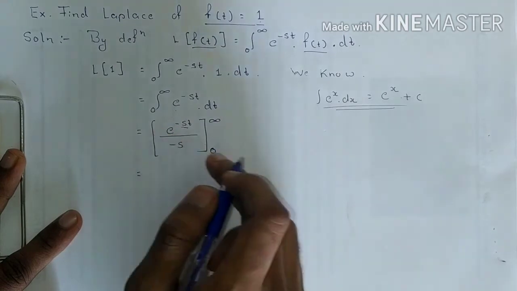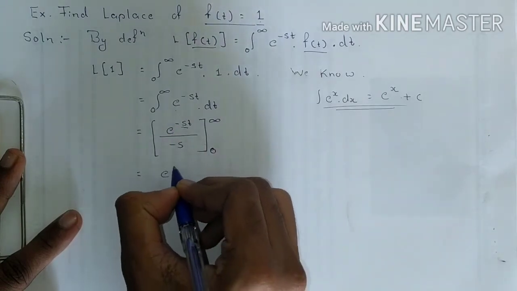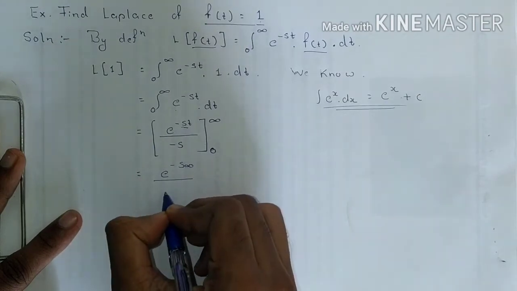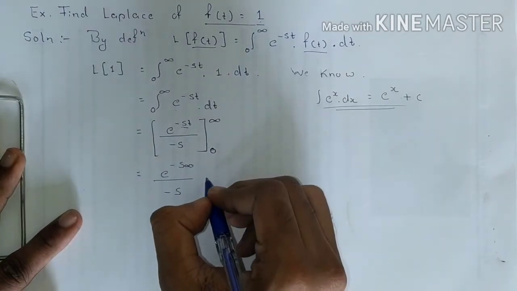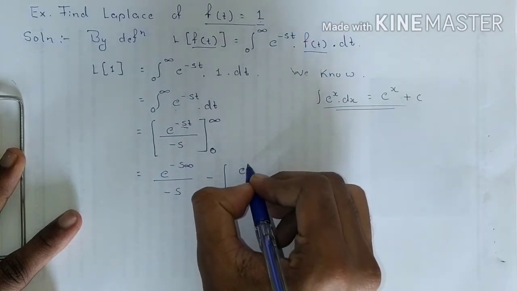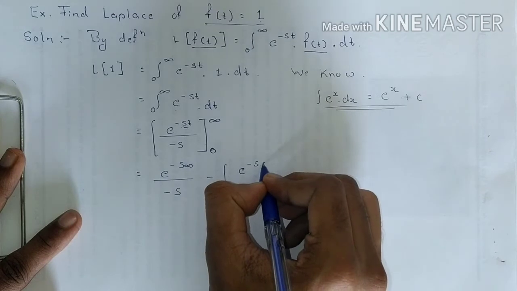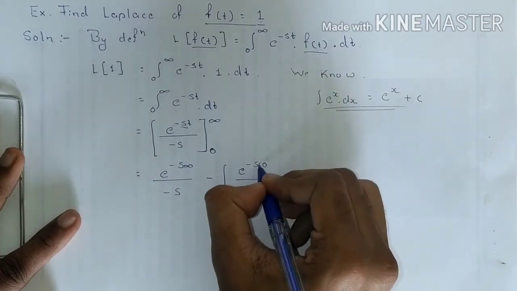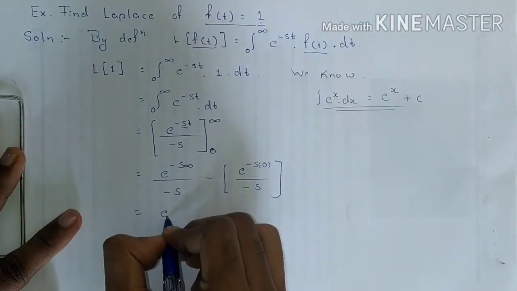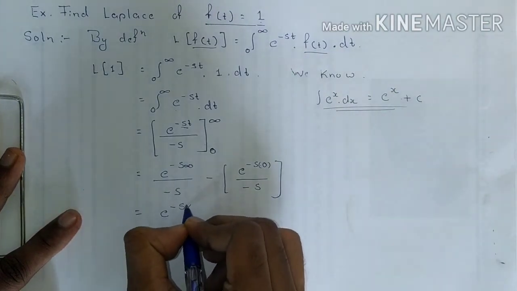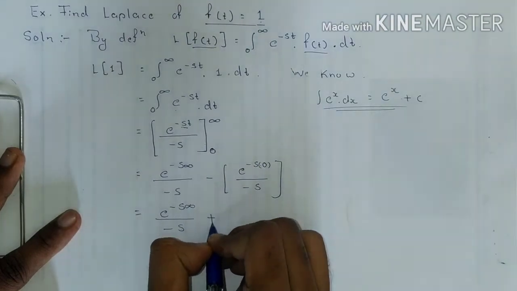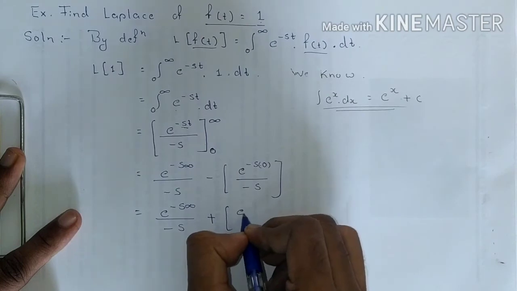Now we go on putting the limits. e raised to minus s infinity, because that is with respect to t, so we are replacing t with the limit value. So e raised to minus s into infinity upon minus s, minus e raised to minus s into 0 upon minus s, or it is simply plus because minus minus gets plus, e raised to minus 0.